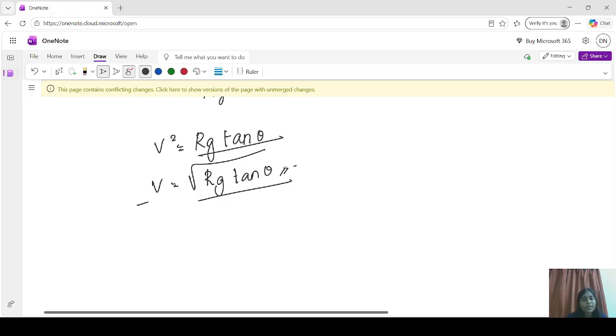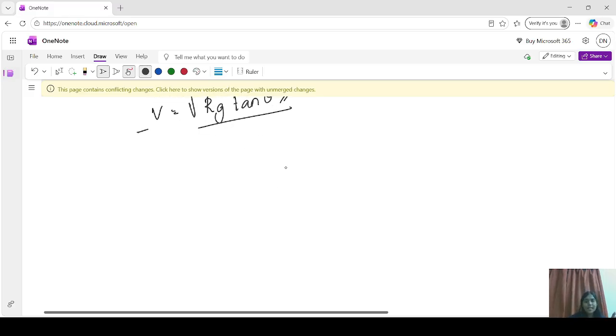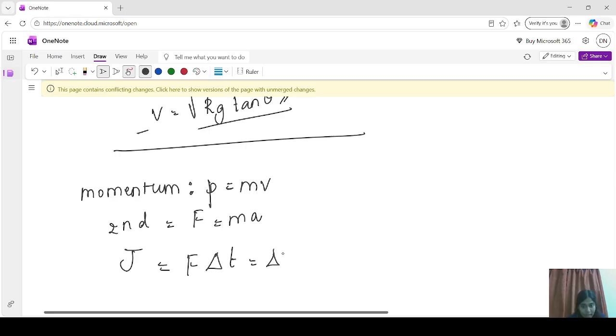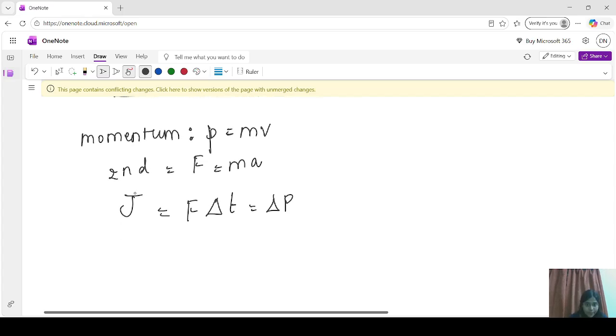Now, let me summarize the entire formulas alone. What is the formula of momentum? I'll be mentioning it as P. P is equal to mv. And Newton's second law is F is equal to ma. And what is impulse? Impulse is J, right? J is F delta t is equal to delta P. Now, what is the formula of friction? F is equal to mu N, right?